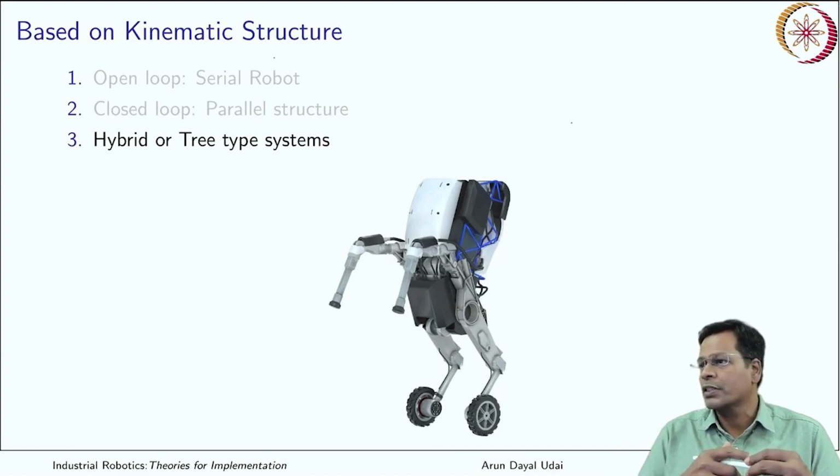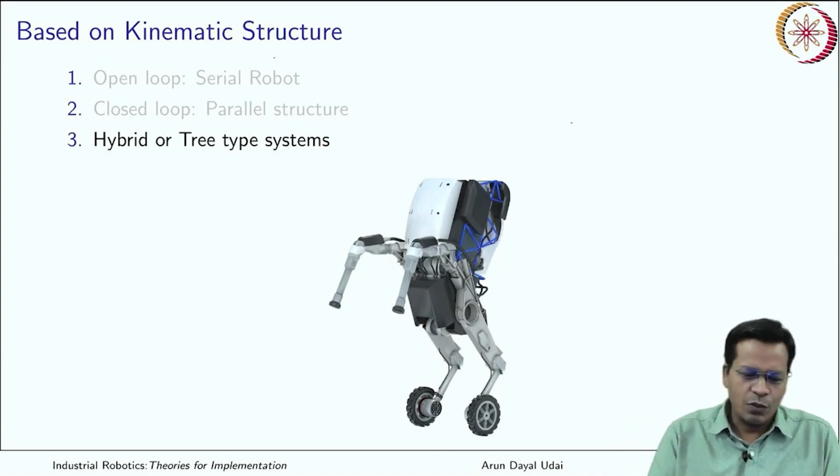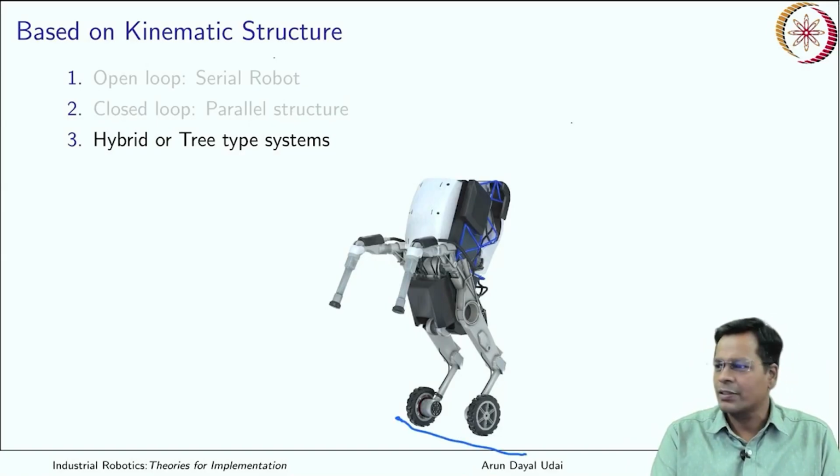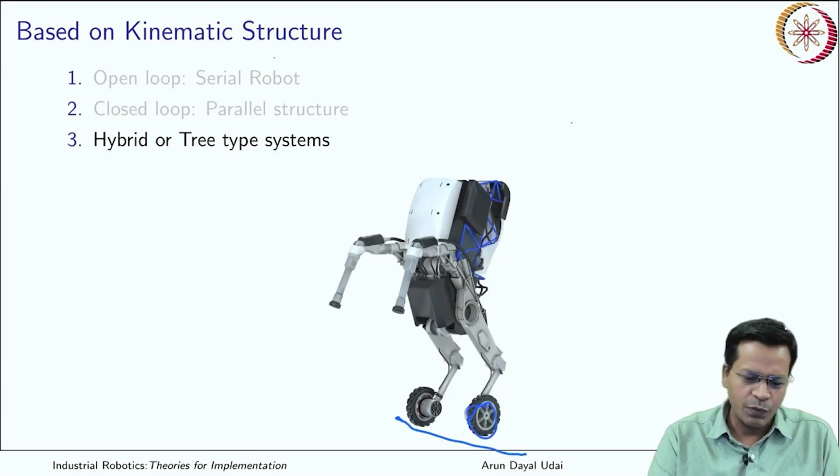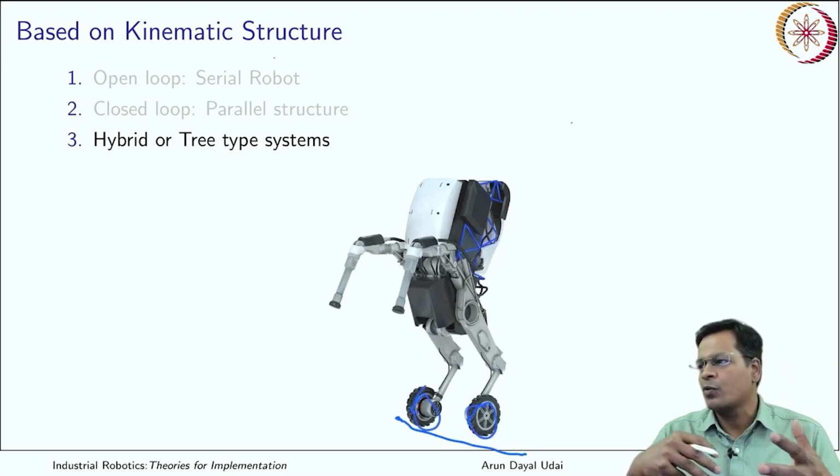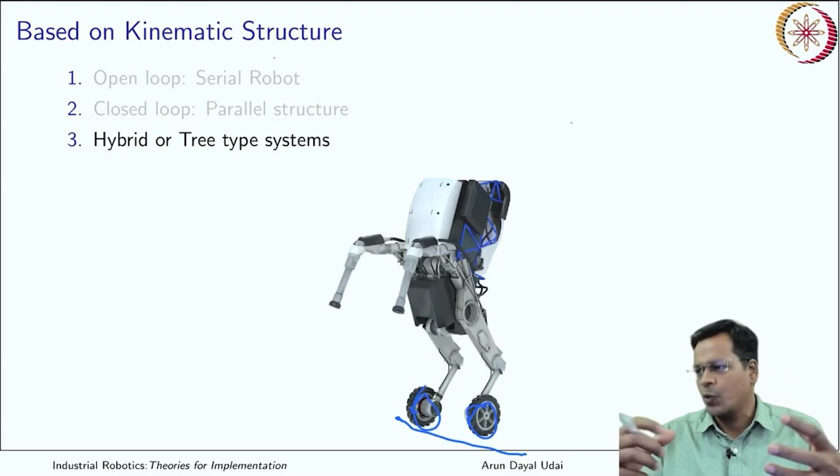Okay, and this is a kind of hybrid or tree type robot system when you have a combination of all these, right? So as long as this robot is on the floor, this is Boston handle, if you have seen the video of this, it has wheels also. Wheels can maneuver at very high speed on the floor, right?